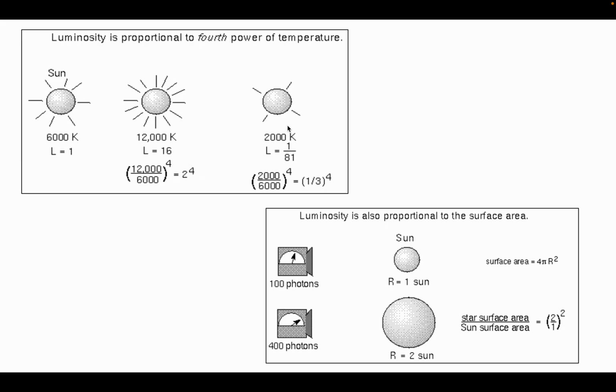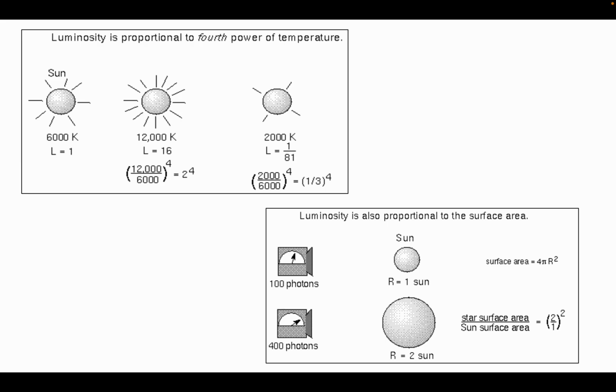And if an object has a temperature of 2000 Kelvin, that is 3 times smaller than the Sun, it will have 3 to the power 4, that is 81 times smaller luminosity than the Sun.